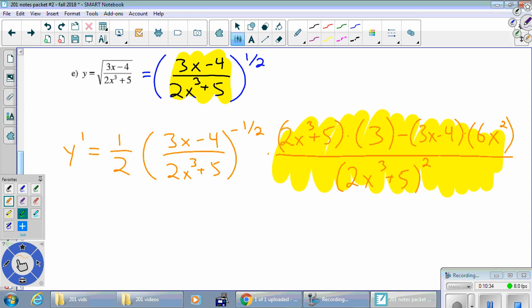Again, there's a little bit of algebra you could do. I'm not so much worried about the algebra here. I'm focused on this brand new calculus rule called the chain rule. Okay, one last example here in the demo.